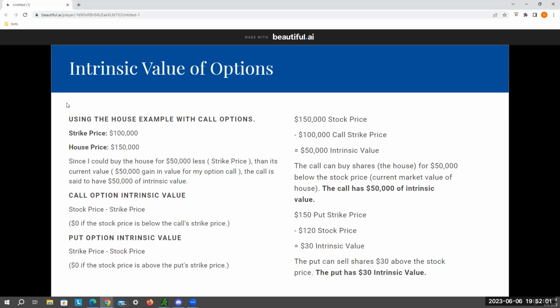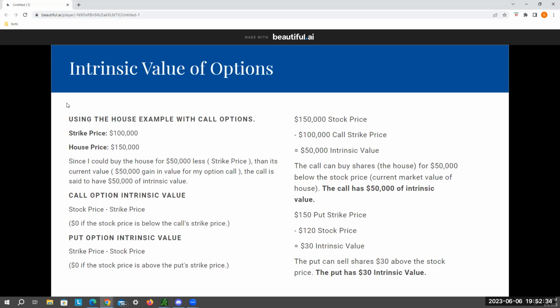So once again, for intrinsic value, you would subtract the strike price from the current price of the asset, which is right now the stock. It is $0 intrinsic value if the stock price is below the call's strike price. So here we'll look at the example for the call option right here. $150,000 stock price, which is the house, minus $100,000 call strike price, which is the contract you wrote for the house. You would subtract that, and that's how you get your intrinsic value, which is $50,000 in this example. So the call can buy shares for $50,000 below the stock price.